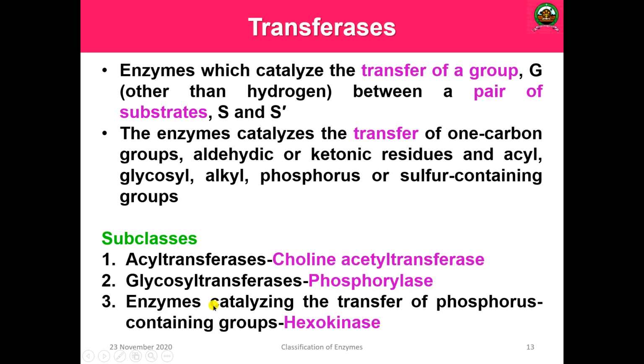Then third one is the enzyme catalyzing the transfer of phosphorus containing group. Example is hexokinase, the first enzyme that is involved in the glycolytic process. This is the second class.